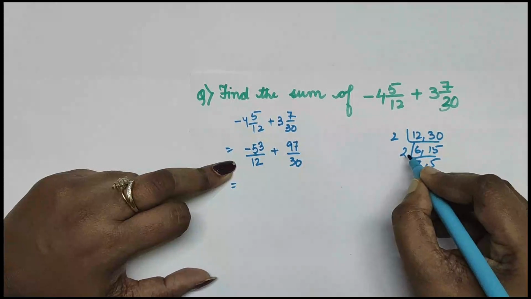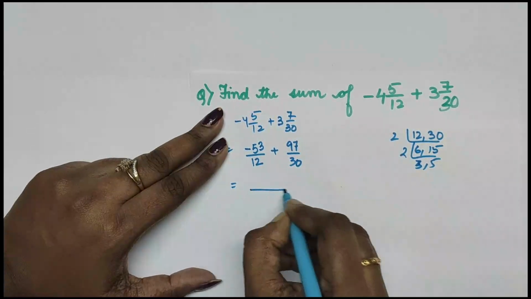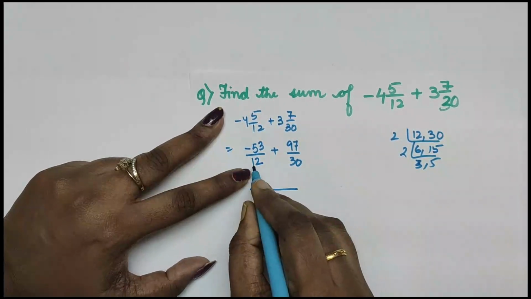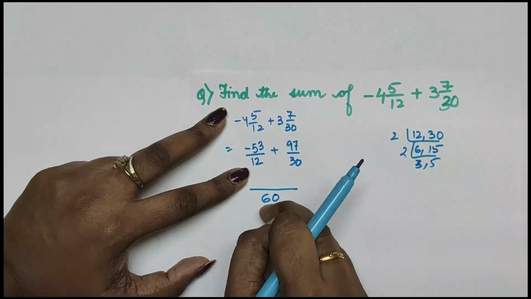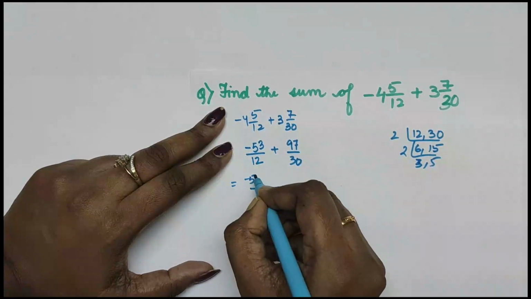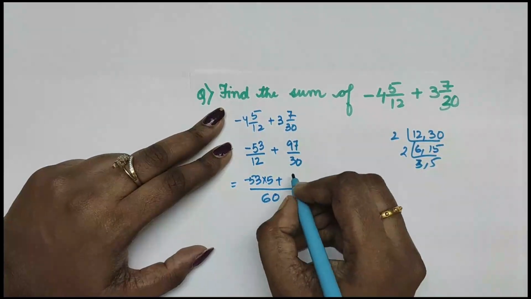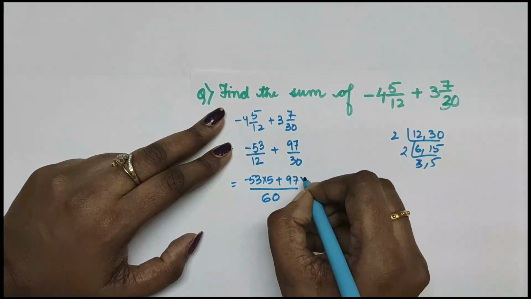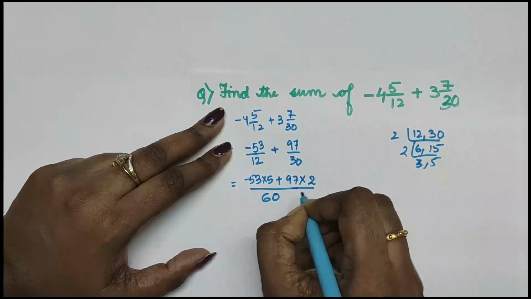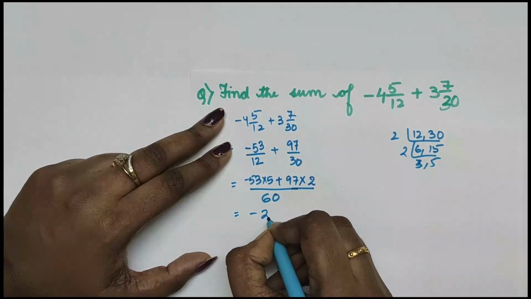So 15 twos are 30, 30 twos are 60. So when the LCM becomes 60, we have to multiply 12 by 5 to get 60. So we multiply the same term with the numerator. And here 30 twos give me 60. So 97 into 2.